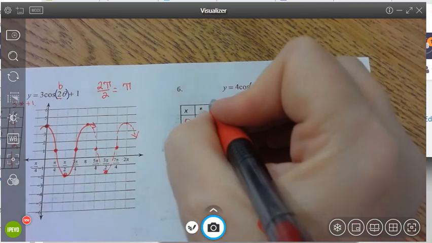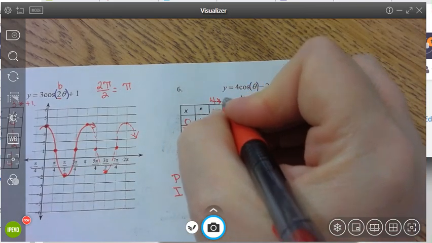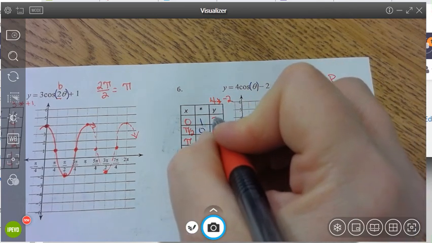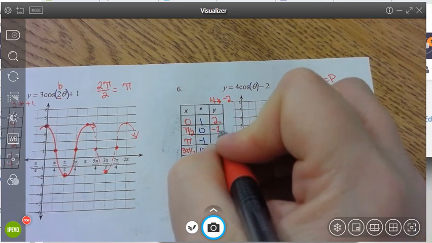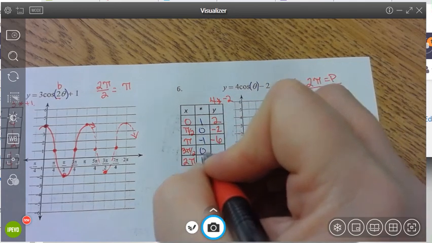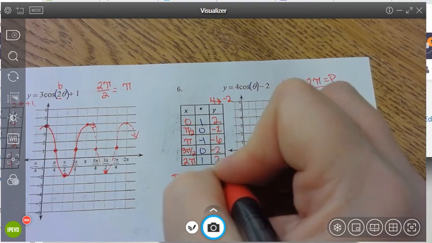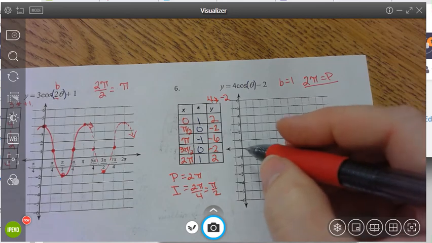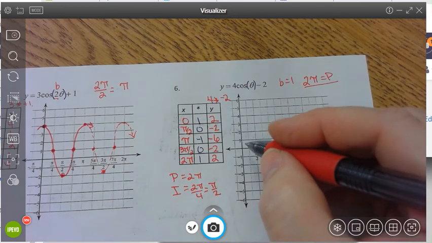The way that you do the y is it's going to be 4 times the magic number minus 2. 4 times 1 is 4, take away 2 is 2. 0 is going to be negative 2. Negative 1 is going to be negative 4, so it makes it negative 6. 1 is 2. I'm done. I did not draw the midline in. You don't have to. You can.